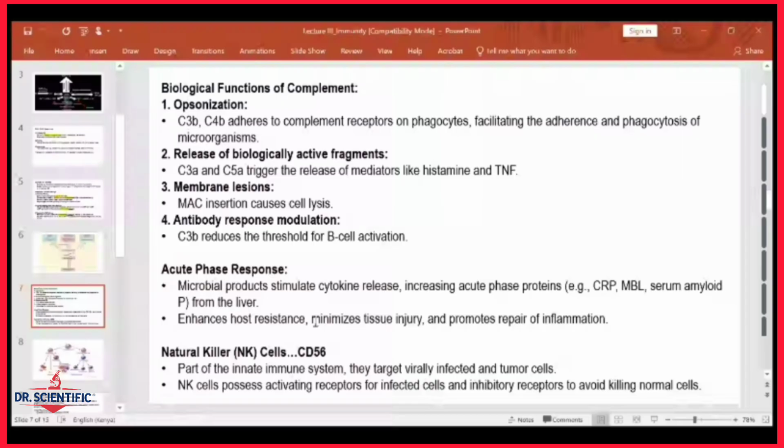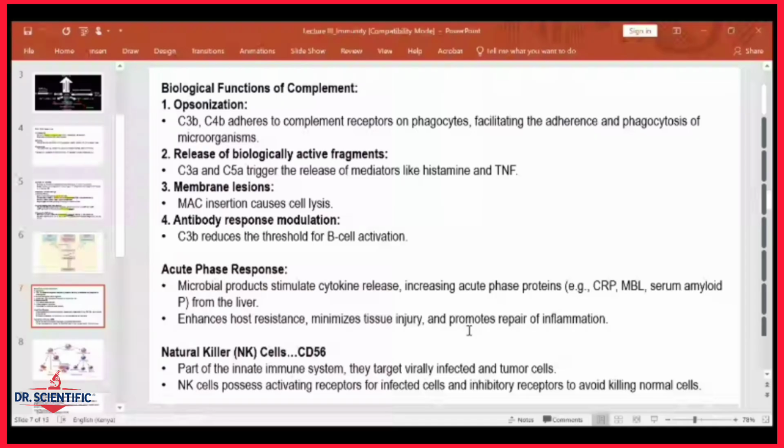We already talked about two cells that play a key role in the innate immune response, the macrophages and the neutrophils. And we say that those are phagocytic cells. So the third type of cell, the CD56, the natural killer cells, also play a key role in the innate immune system. And these ones target viral as well as tumor cells.